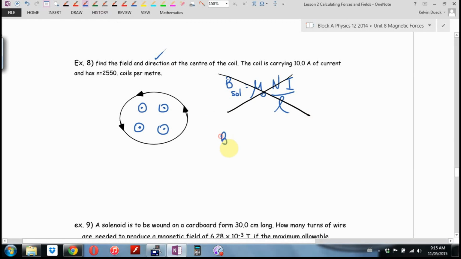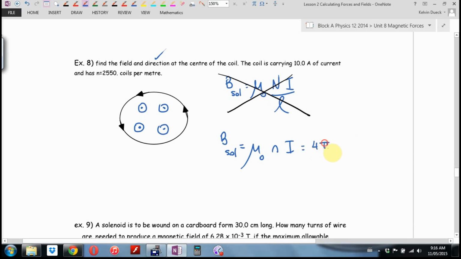The second version, which is also on your formula sheet, is this one: B = mu naught times little n times I, where little n is the number of turns or wraps or coils per meter. Did they give us the number of turns or wraps or coils per meter? That's when you use this one. And you'll know because they didn't tell me a length, either in the picture or in the question.